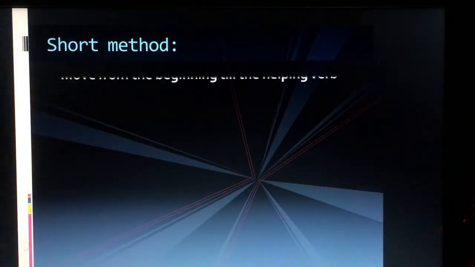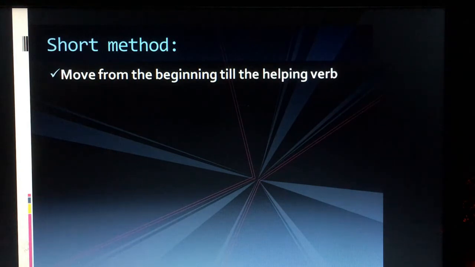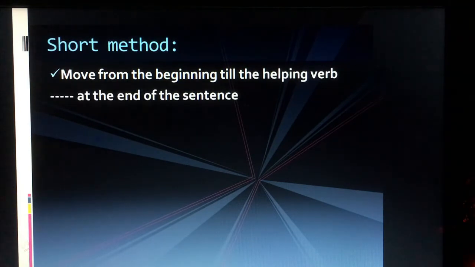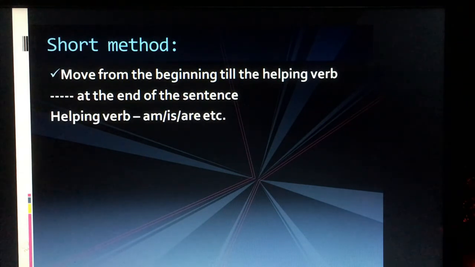Before starting with the rules, I want you to memorize the short methods of it. The first one: when you see an assertive sentence, first you have to move from the beginning till the helping verb. So in a normal statement type of sentence, we need to move some of the parts, that means from the beginning till the helping verb. We know what the helping verbs are, right? Is, am, are are the helping verbs, and we need to set that part at the end of the sentence in the exclamatory sentence, okay?